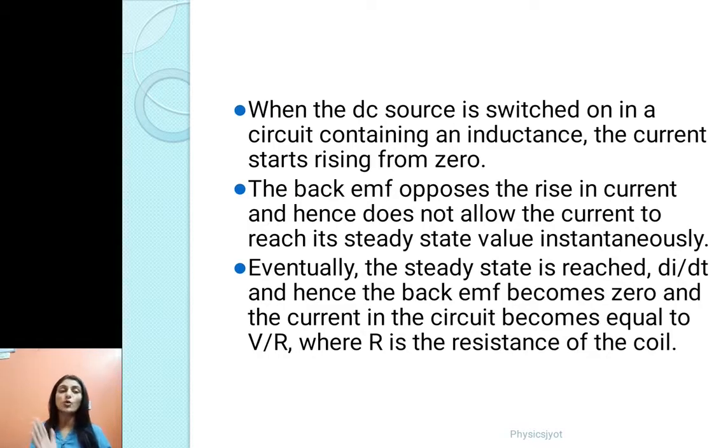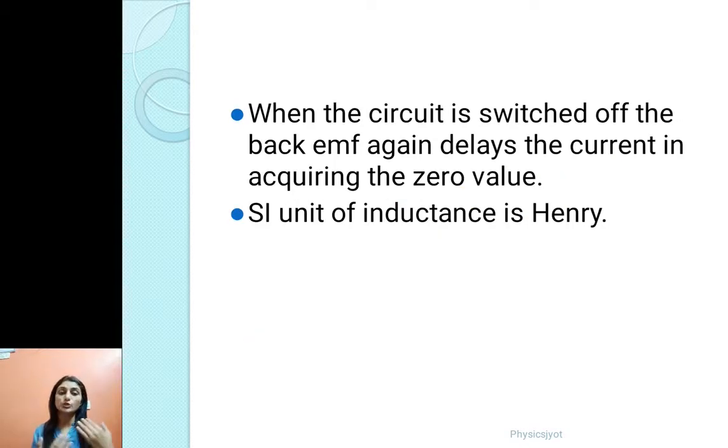Now when the DC source is switched on in a circuit containing an inductance, the current starts rising from zero. The back EMF opposes the rise in current and hence does not allow the current to reach its steady value instantaneously. Eventually, when the steady state is reached, di by dt becomes zero, and hence the back EMF becomes zero and the current in the circuit becomes equal to V upon R, where R is the resistance of the coil. When the circuit is switched off, the back EMF again delays the current in acquiring the zero value. The SI unit of inductance is Henry.